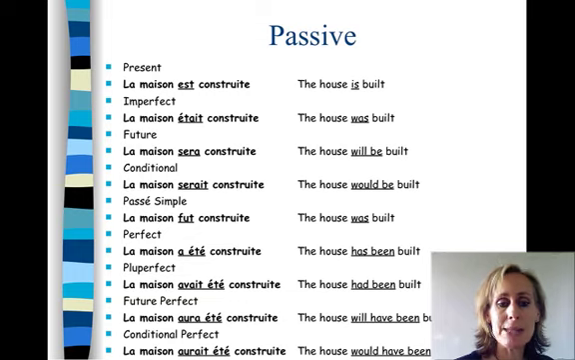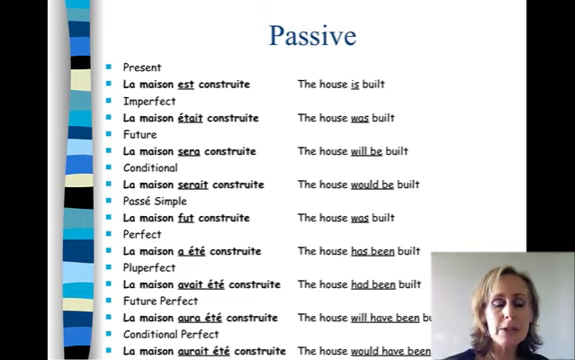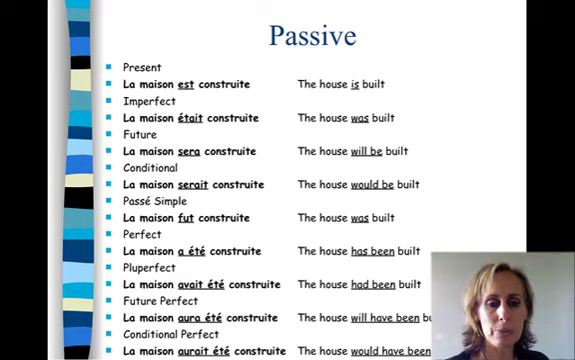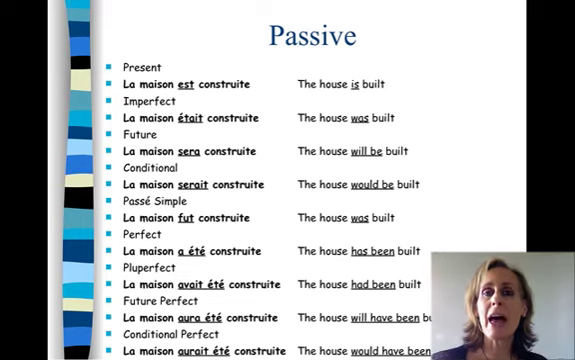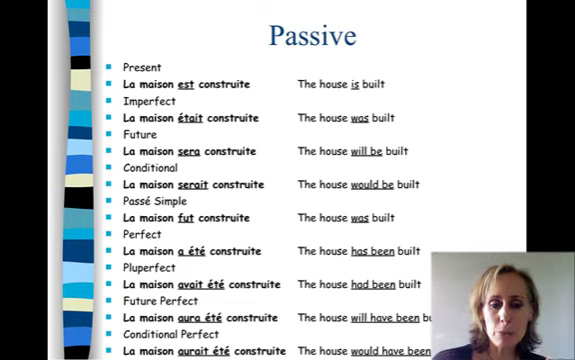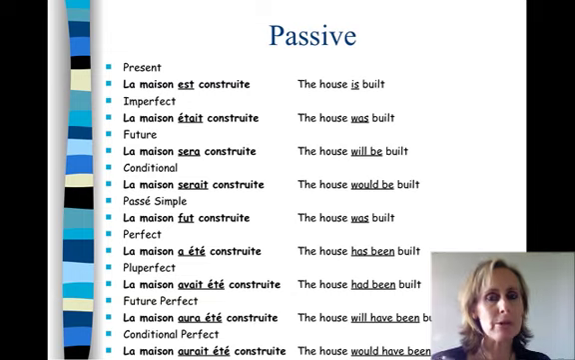Future perfect. La maison aura été construite. The house will have been built. Again, the future perfect, the future of the auxiliary, aura, perfect été, aura été. We have the past participle, and then we have the past participle of the original verb. La maison aura été construite. Conditional perfect, in the same way, la maison aurait été construite. The house would have been built. Conditional perfect is the conditional of the auxiliary plus the past participle, aurait été for être, and then construite being the past participle. Simple.